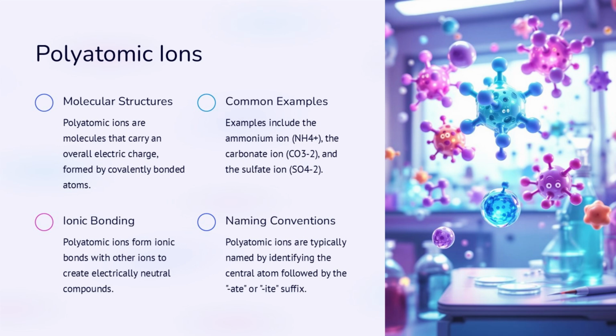Common examples include the ammonium ion, NH4+, the carbonate ion, CO3 2-, and the sulfate ion, SO4 2-. These polyatomic ions form ionic bonds with other ions to create electrically neutral compounds. Polyatomic ions are typically named by identifying the central atom followed by the ate or ite suffix. The molecular structures of these polyatomic ions are visually represented by the colorful models shown in the image.